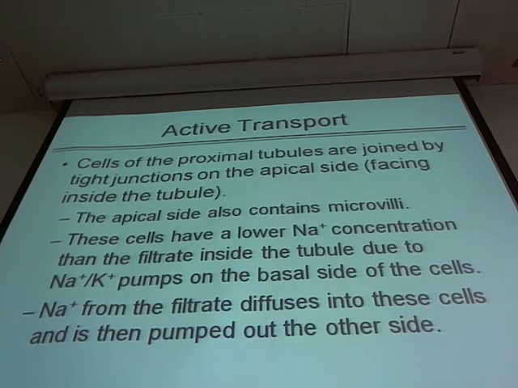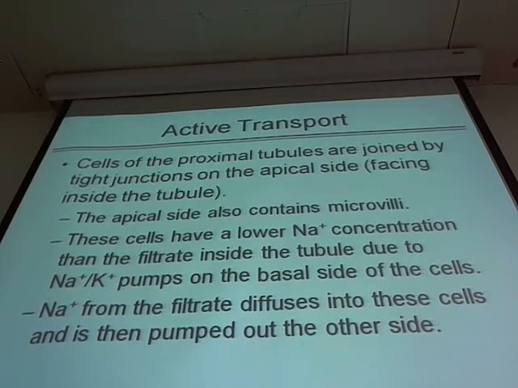Active transport. Cells of the proximal tubule have tight junctions on the apical side, facing the inside. The apical side also contains microvilli. These cells have lower sodium concentrations than the filtrate inside the tubule due to the sodium-potassium pumps. On the basal side, sodium from the ultrafiltrate diffuses into these cells and is pumped out the other side. So you're actively pumping sodium out. That's the take-home message.